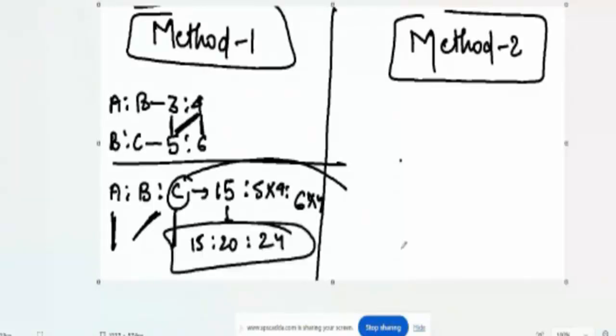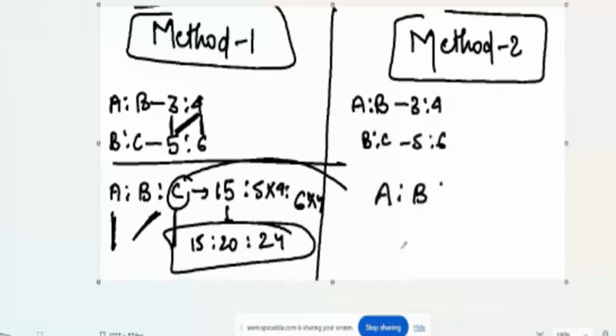Now, let's take this same ratio in this example, method 2. A, B, B, C. We have 3, 4 and we have 5, 6. You have to just note down like this, A, B, C. Now what you have to note down? You have to just copy paste the digit here only. For A, we have 3, 3. For B, we have 4, 4. Row number 1, row number 2.